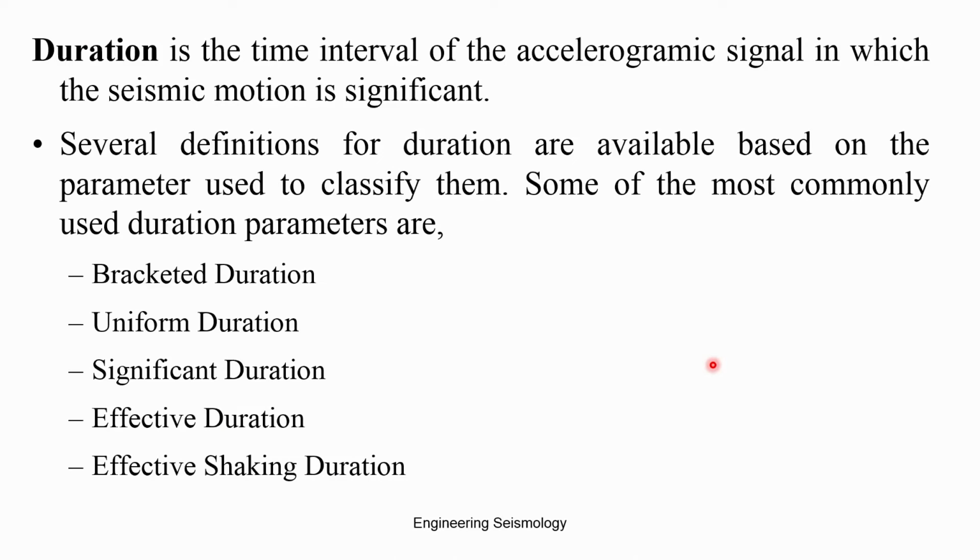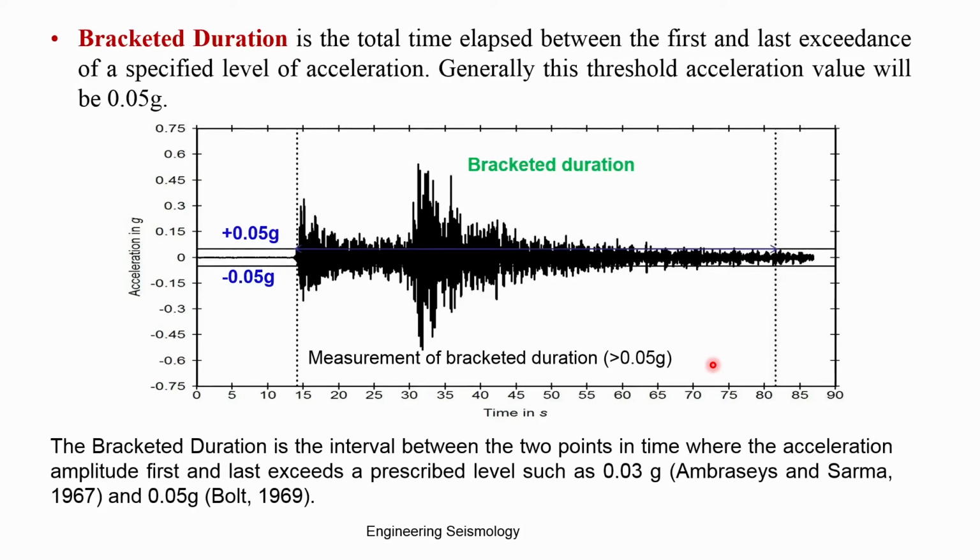So, there are a variety of durations: bracketed duration, uniform duration, significant duration, effective duration, and effective shaking duration. Depending upon the way in which you handle your data, this duration type changes. Okay. For example, bracketed duration: some threshold acceleration values are given. In that threshold value, the starting and end point is called the bracketed duration. Initially they used 0.05g, later they shifted to 0.03g to define a bracketed duration. So, this is the typical way of bracketing.